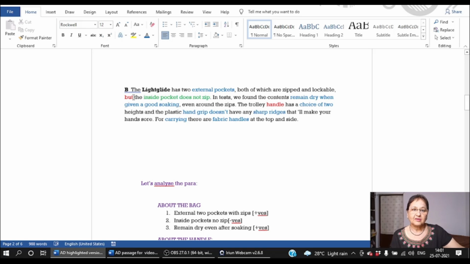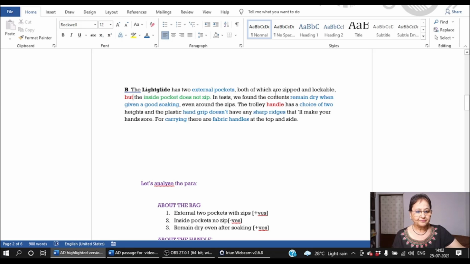Now, what do we have here in red? But. Now, but is just as bad as, or is similar to, however, which means you're going to get an opposite of what is mentioned earlier. So, 2 external pockets is good. It's a positive. After the word but, what do we see? Inside pocket does not zip. So, that is negative. So the pocket is there, but there is no zip to it, which means it's open. So that is a negative.